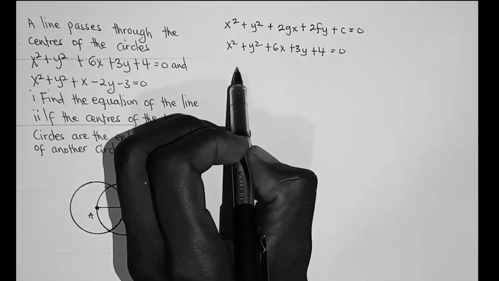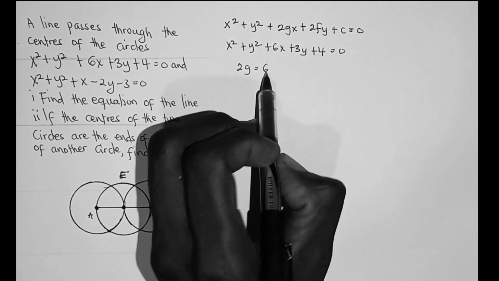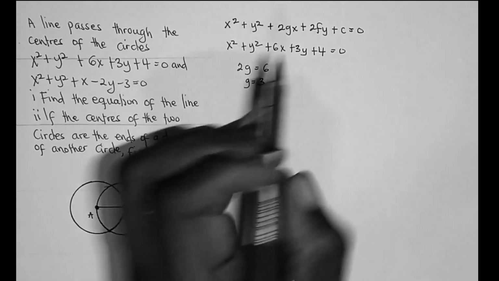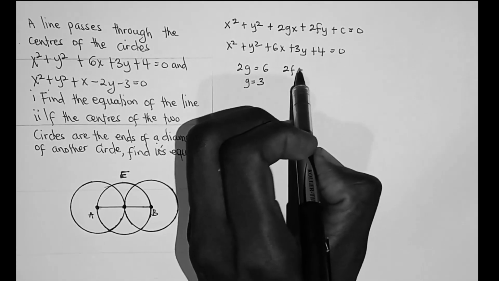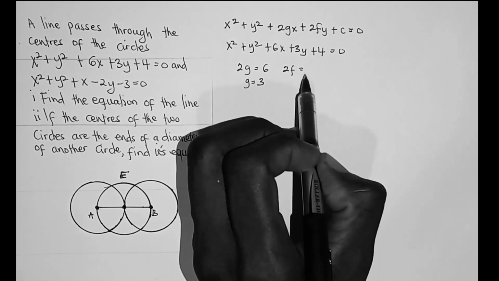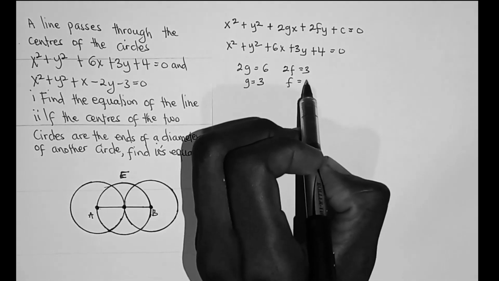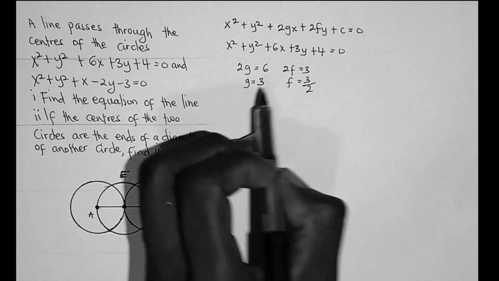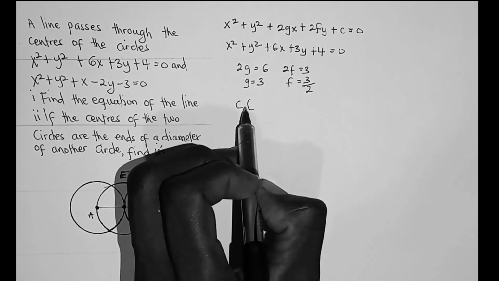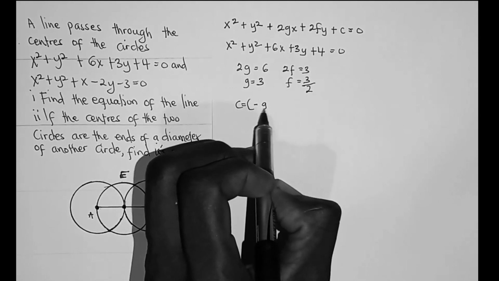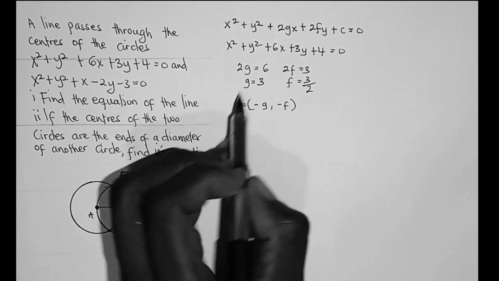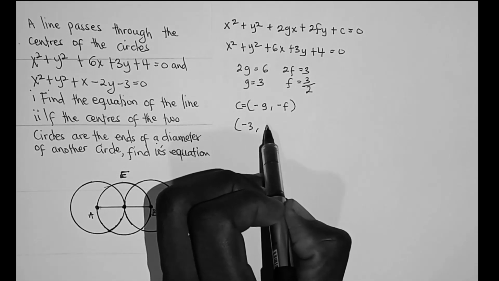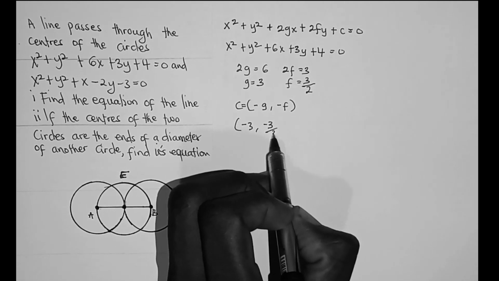So from here, 2g is equal to 6, g is equal to 3. Then 2f is equal to 3, f is equal to 3 over 2. So the center of a circle is equal to (minus g, minus f). And so the center of the first circle will be (minus 3, minus 3 over 2).